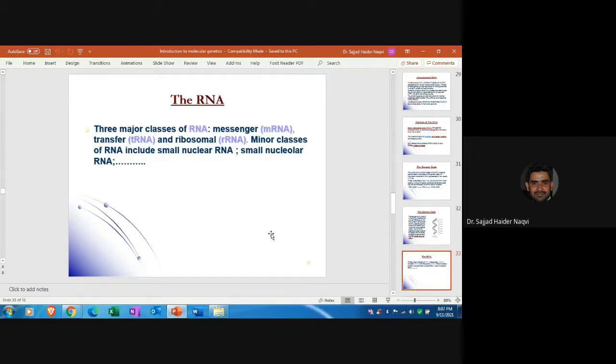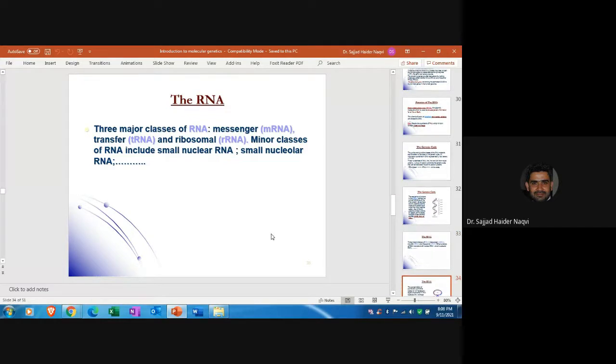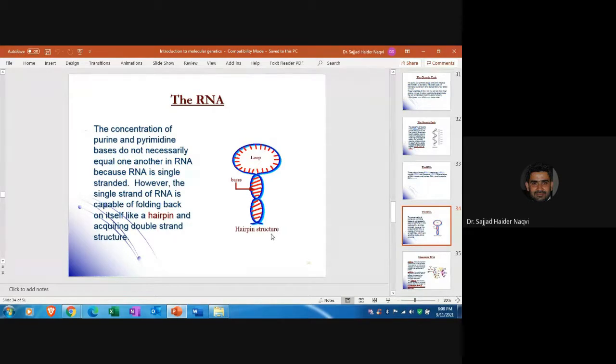Now come to the RNA. RNA is a single-stranded molecule, as I said. They have ribose in place of deoxyribose. They have uracil in place of thymine. Now the RNA are of three types, three classes: messenger RNA, which is mRNA, ribosomal RNA, which is rRNA, and the transfer RNA, which is called tRNA. There might be some minor classes of RNA also, but we are not very much interested in those at this point. So let's start with a little bit of discussion about the RNA.